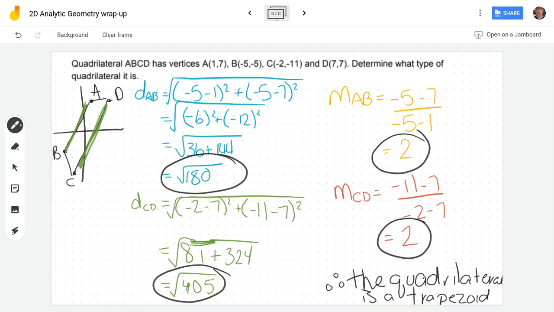So it's a trapezoid. If we ended up with them not being parallel, if we got two different slopes, then we'd have to look at AD and BC and determine if it's a kite or not. And at that point, you could say it's either a kite or it's just a quadrilateral that doesn't really have a name.